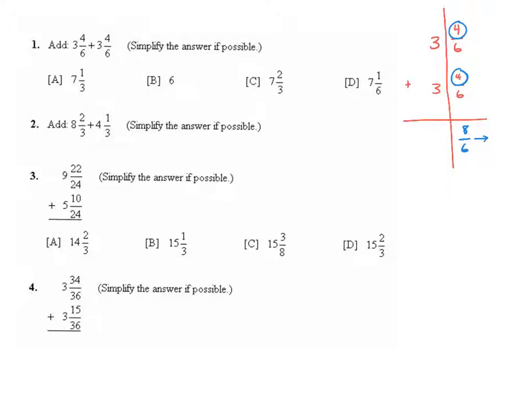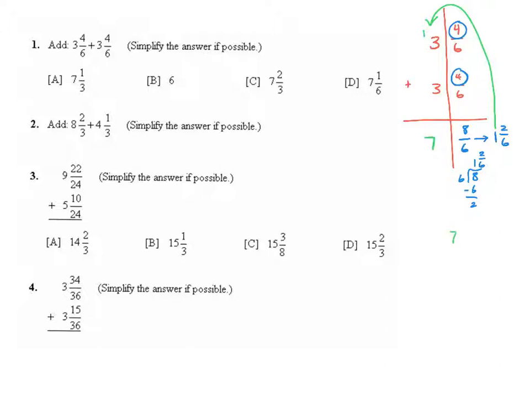8/6, if I do some division, you can probably do this in your head, 8/6 is equal to 1 and 2/6. And this 1 that I got from 1 and 2/6 can be carried up here. So in the whole number column now, I have 3 plus 3 plus 1, which is 7.